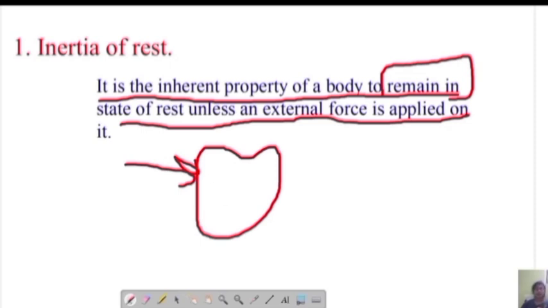And that particular state, since it is in the rest position, what is the position of the stone? The position of the stone is in rest. As the stone is in rest, it is not coming into motion because of more mass. You can consider, as the object is still in rest, it is not changing its state.